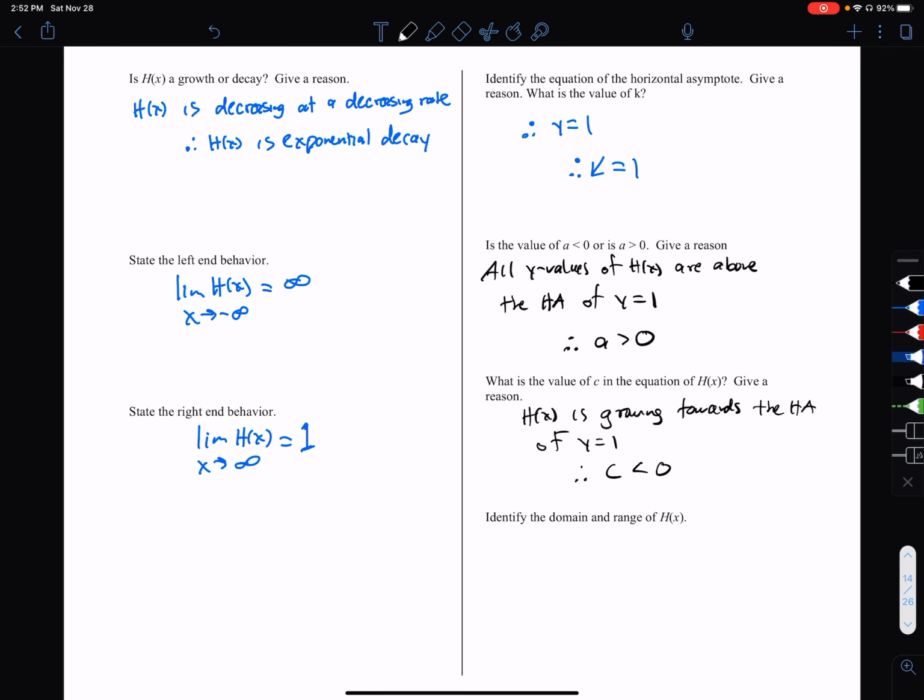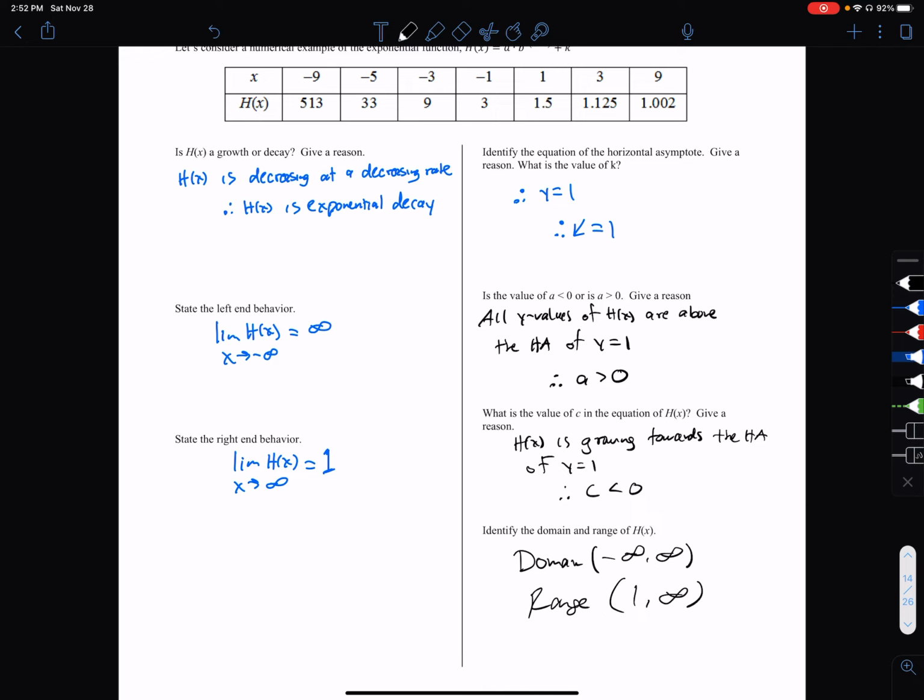Identify the domain and range. Well, the domain for an exponential function is always the same, negative infinity to infinity. The range is either going to go from negative infinity to the horizontal asymptote, not inclusive, or from the horizontal asymptote to infinity, not inclusive. Since our graph is above the horizontal asymptote, the range is going to go from the horizontal asymptote 1 to infinity. That concludes 7.3 notes.